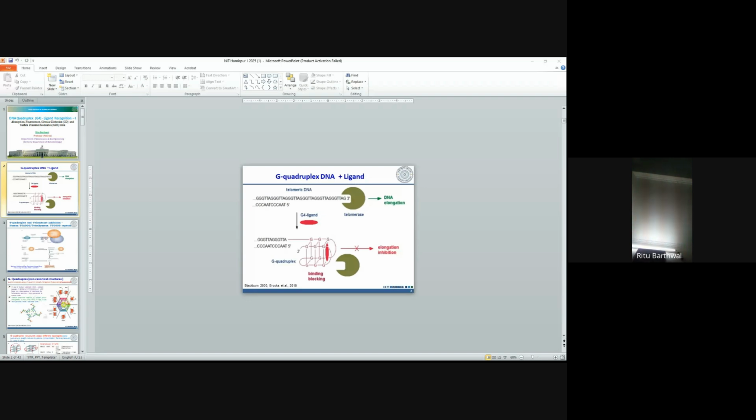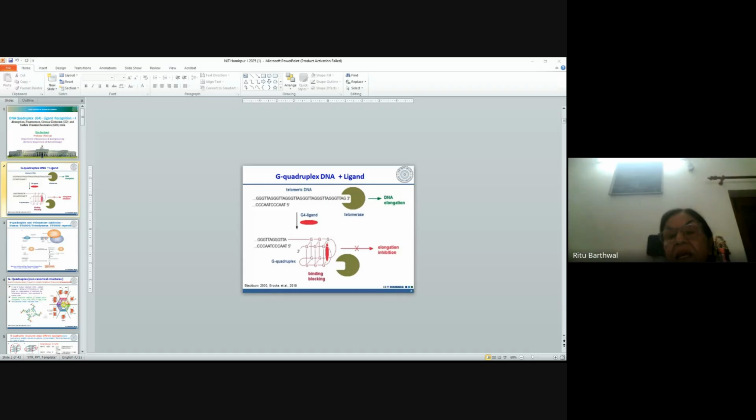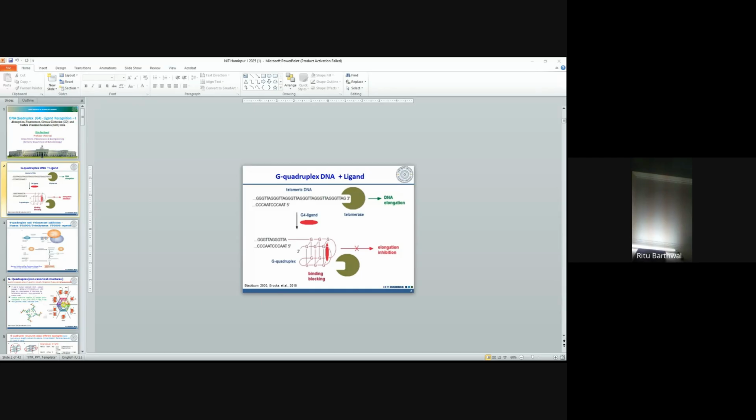This is the same thing which I am saying. In other words, this happens in hTERT in the cellular systems, the reverse transcriptase, and so if the ligand binds, you can see here, and it makes a stable complex, then further elongation will not take place, and it will result in apoptosis, that is cellular death. So the basic thing is that you should have G quadruplex DNA and it should be stabilized.